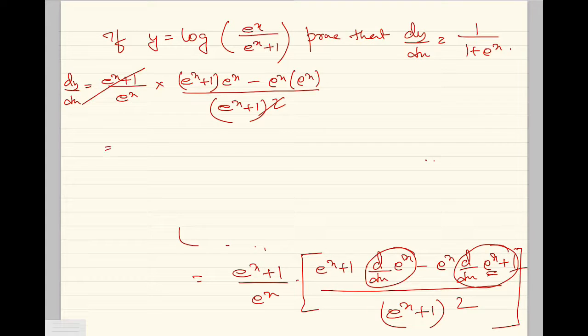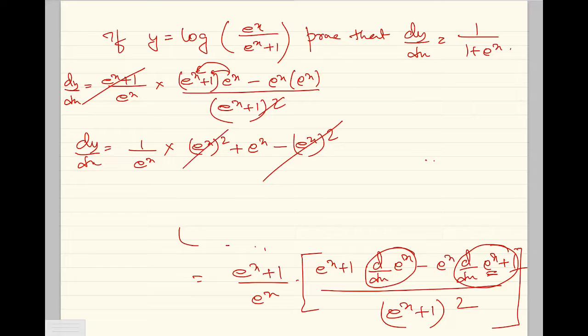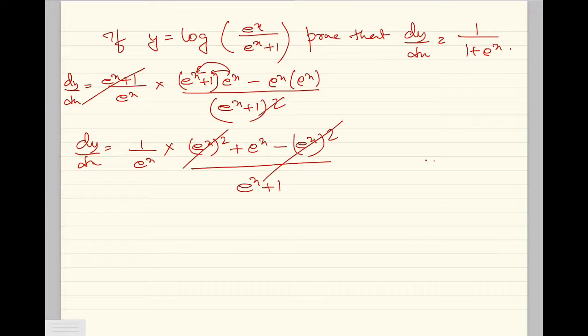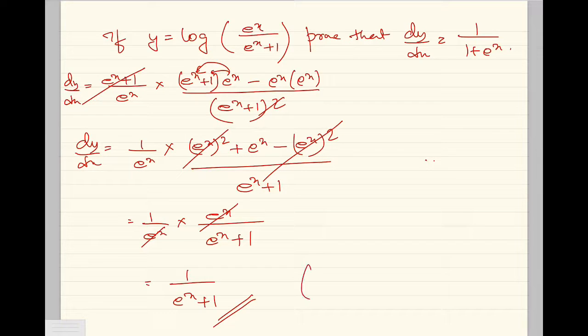Okay, then comes dy by dx equals 1 by e^x, look carefully, into this e^x whole square plus e^x, how? e^x into e^x, e^x into 1, minus e^x whole square. e^x whole square gets cancelled. I'm left with e^x plus 1 in the denominator. Correct? Okay, and finally 1 by e^x, and there is an e^x in the numerator left, and e^x plus 1. So e^x gets cancelled, and I have the answer 1 by e^x plus 1. So hence proved, because that's what you need to prove.